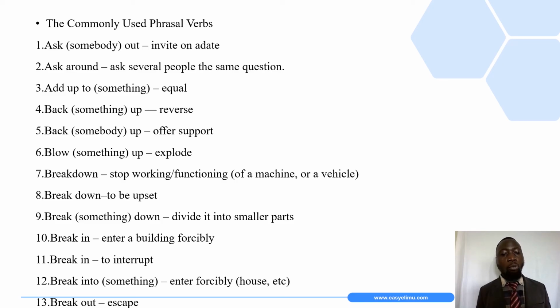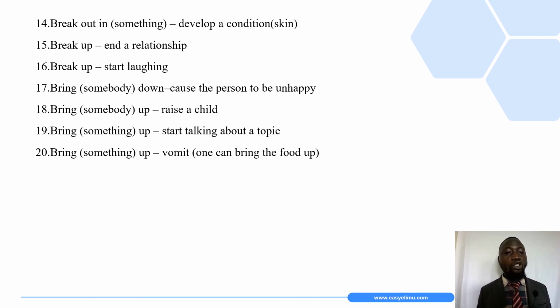There is also break in, meaning to enter a building forcibly without permission. Then there is another break in, which means to interrupt. There is also break into something, again to enter forcibly, for example a house. There is also break out, which means to escape. We also have break out in something, which means to develop a condition. Then there is breakup, which means to end a relationship. We also have another breakup, which means to start laughing loudly.